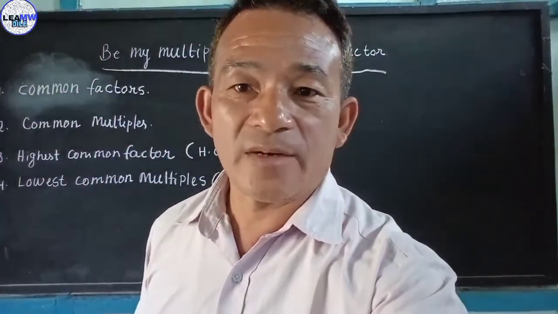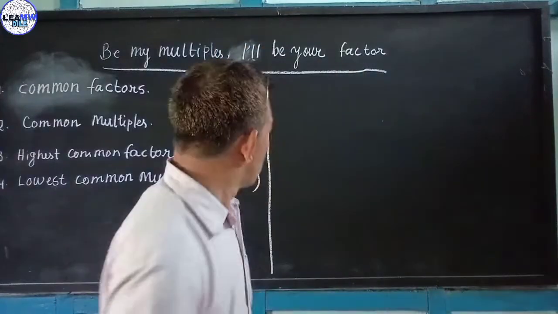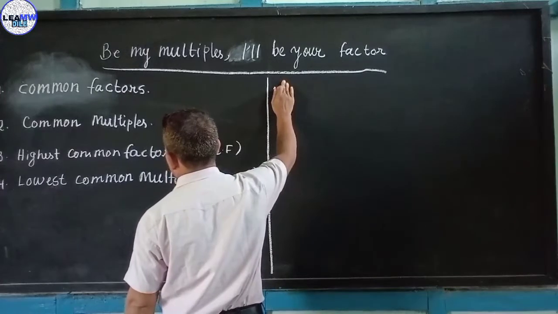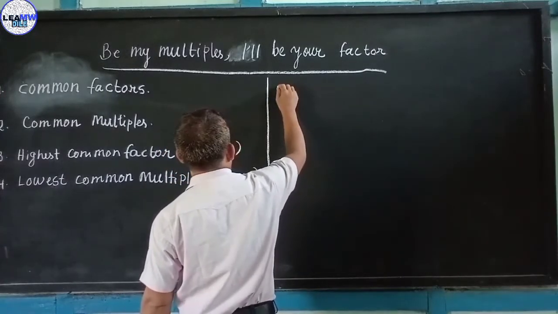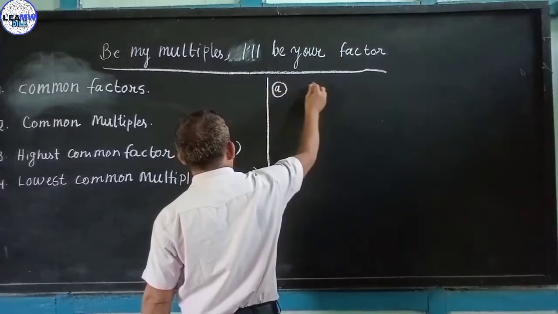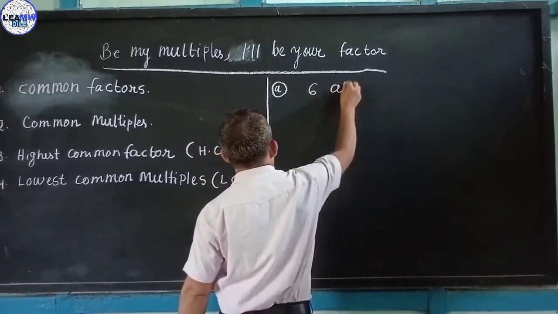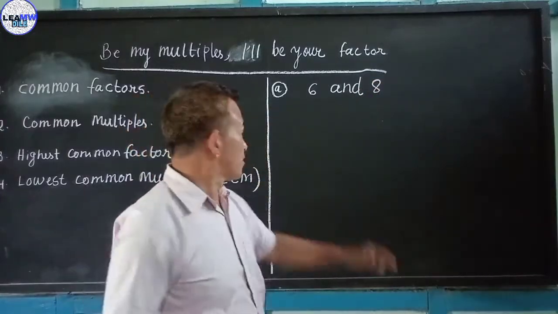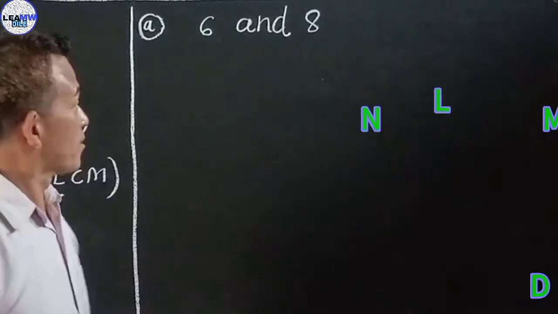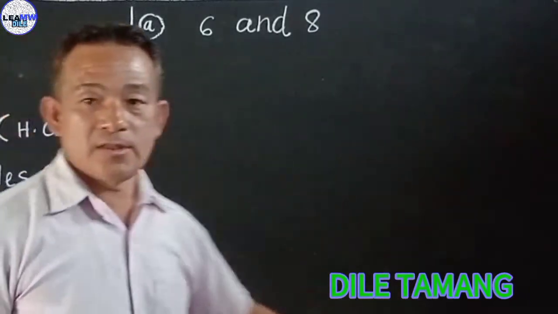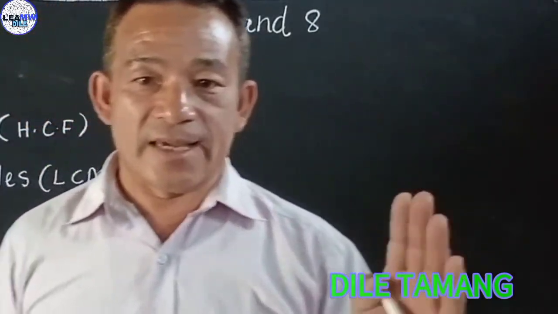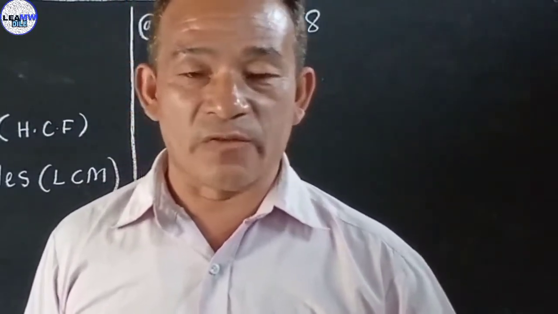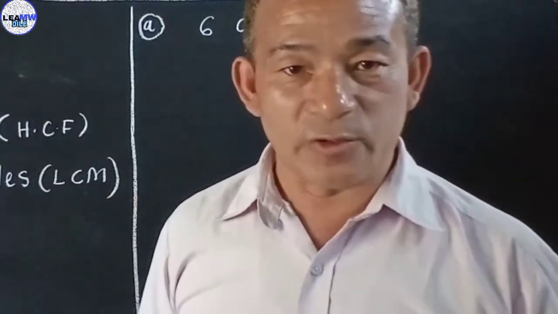Let us take one example. Let us take two numbers, 6 and 8. Now we are going to find the common factors of 6 and 8. So how do we find common factors, or what are common factors? Let us try to understand.